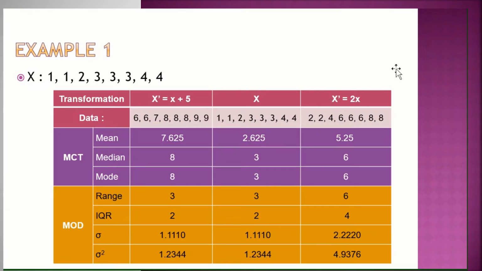Now, when you multiply by 2, it is change of scale. So everything is multiplied by 2. 3 times 2, 6. 3 times 2, 6. Can you see? 2 times 2, 4. This also times 2. This also. But variance, you will times 2 squared. You understand? Okay, so that's example 1.